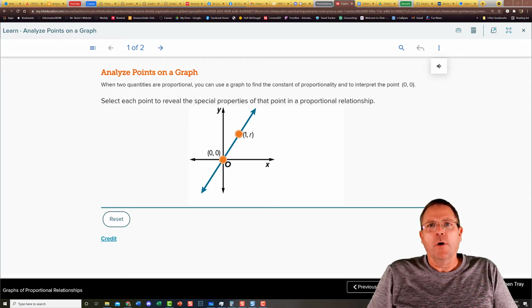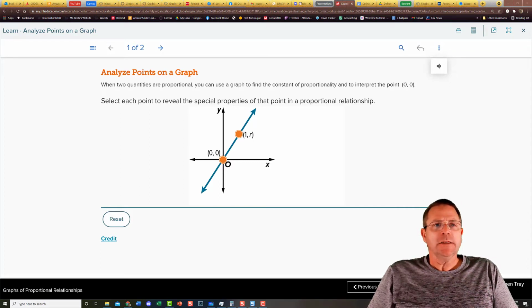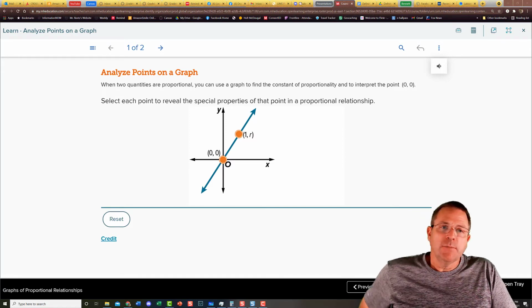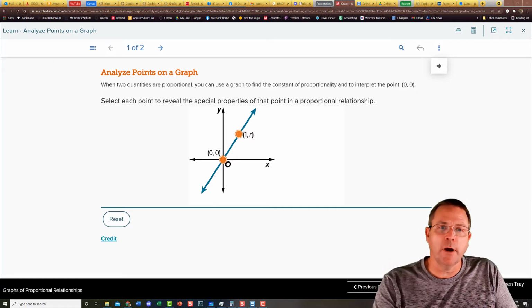Welcome back for part 3 of chapter 1 section 4, graphs of proportional relationships. Analyze points on the graph. When two quantities are proportional, you can use a graph to find the constant of proportionality and to interpret point 0, 0. Select each point to reveal their specific properties.